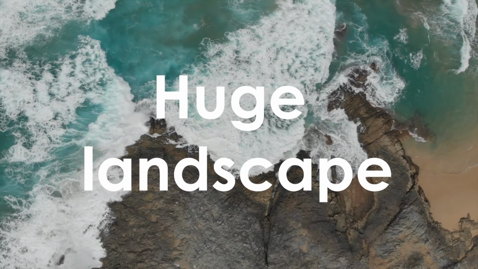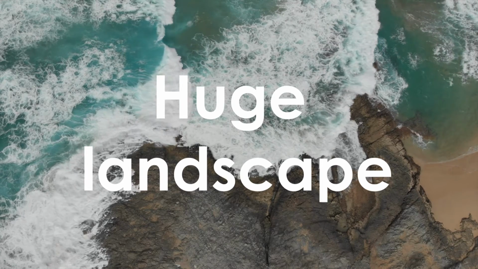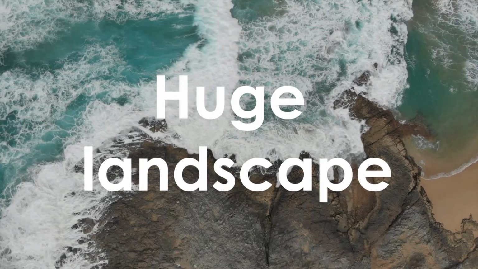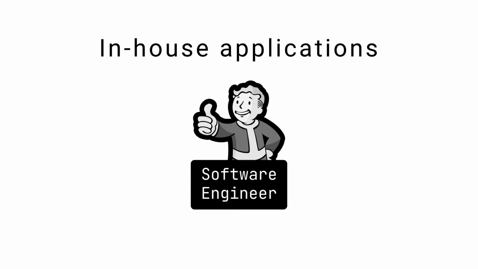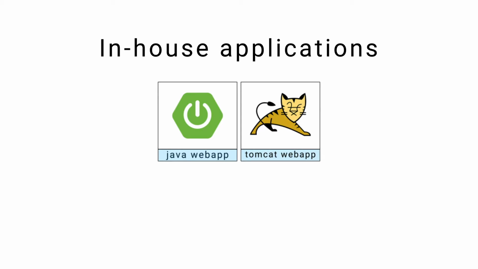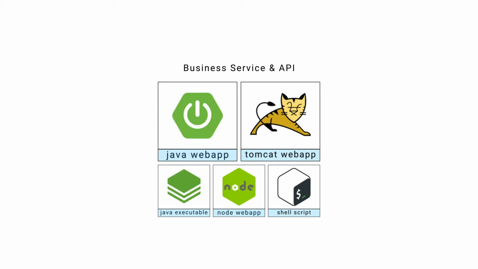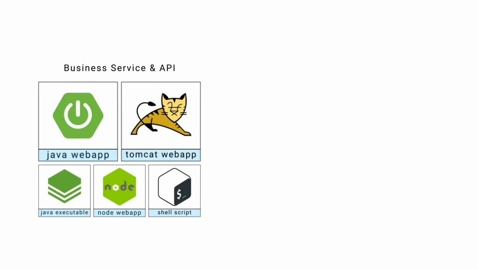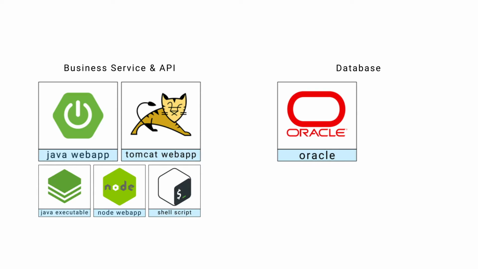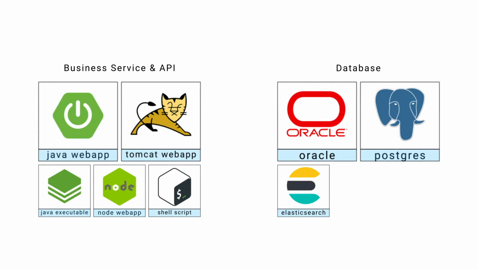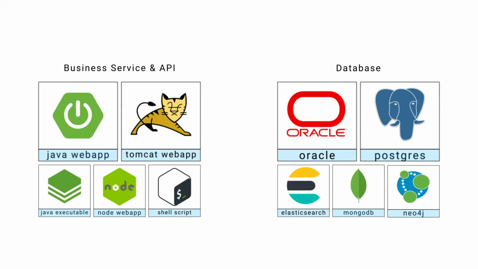We have an expansive set of applications, and most applications require a unique set of infrastructure requirements. First, we have the in-house applications. Those are the applications that are developed by our software engineers, going from Java web application to Java standalone executable application, Node.js applications, and scripts. Those applications rely on third-party software such as databases. We run different databases as each provides different features and capabilities.